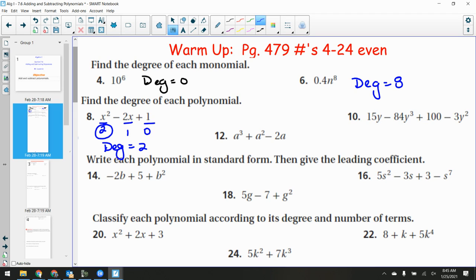We have number 10 here. Hayden Tripp, what's the degree for number 10? It would be 3. Good. Degree here is 1. Degree here is 3. This is 0, and that's a 2. So the highest one, the degree would be 3.